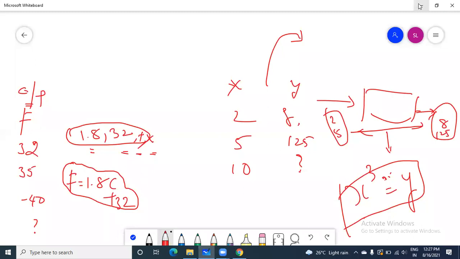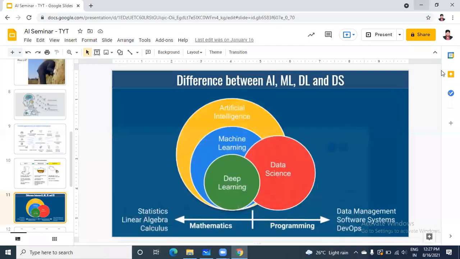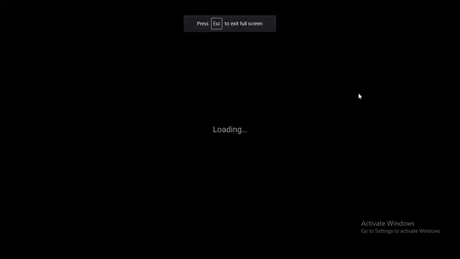Now, AI has a lot of other applications such as robotics and IoT, and all these things also come under artificial intelligence.